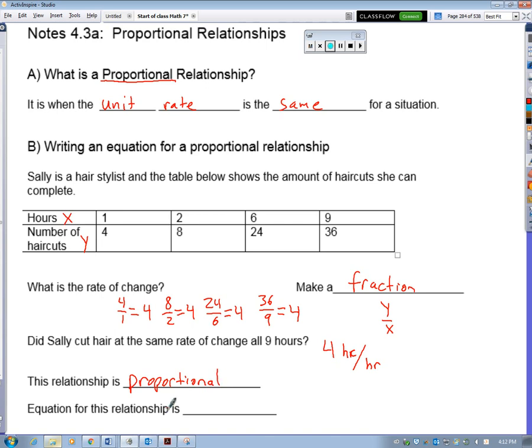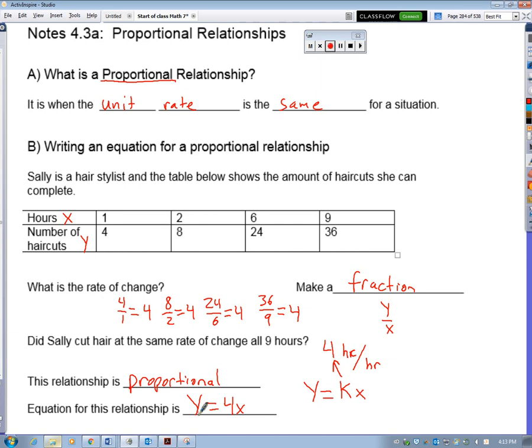Okay, and yesterday we talked about making an equation for this relationship, and our equation that matches this is y equals k times x, and k is just the unit rate that you calculate. So we're just going to put 4 in there for k since we know what that number is. So this is going to be y equals 4x. Okay, that's going to be our equation.